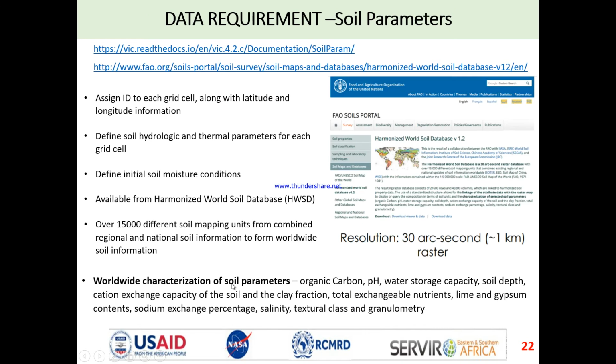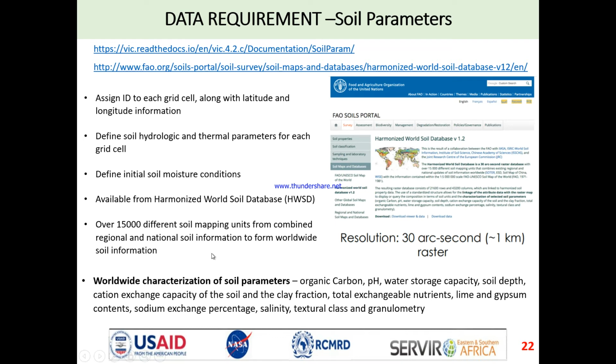Now the soil parameters file are obtained from what you call the World Soil Harmonized, and this World Soil Harmonized provided some documentation where that can be found and where this data can be found, the description of the data. But essentially what it does is that it assigns an ID to each grid cell on the basis of their location in terms of longitude and latitude, and it defines the soil hydrological and thermal parameters for each grid cell, like we have seen, for example, in a curve number system, you have class A, B, C, and D. It also defines something about the initial soil moisture condition, because you have to know your initial state of the system before you run your simulations.